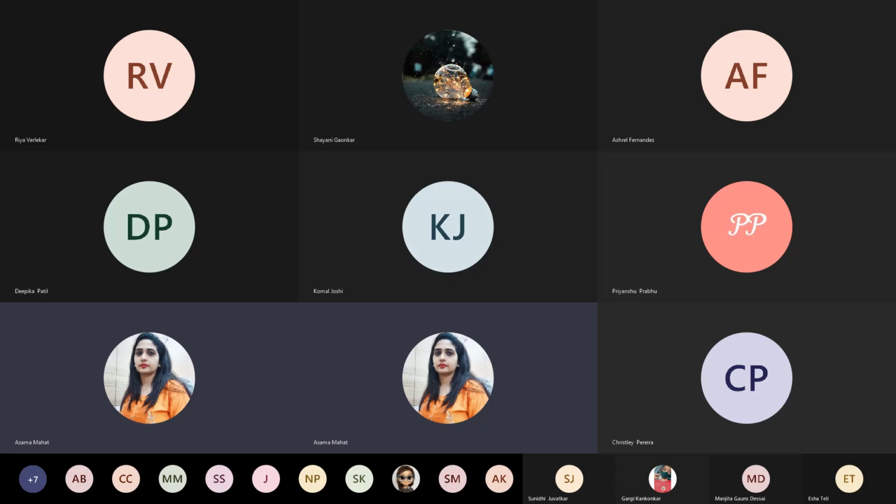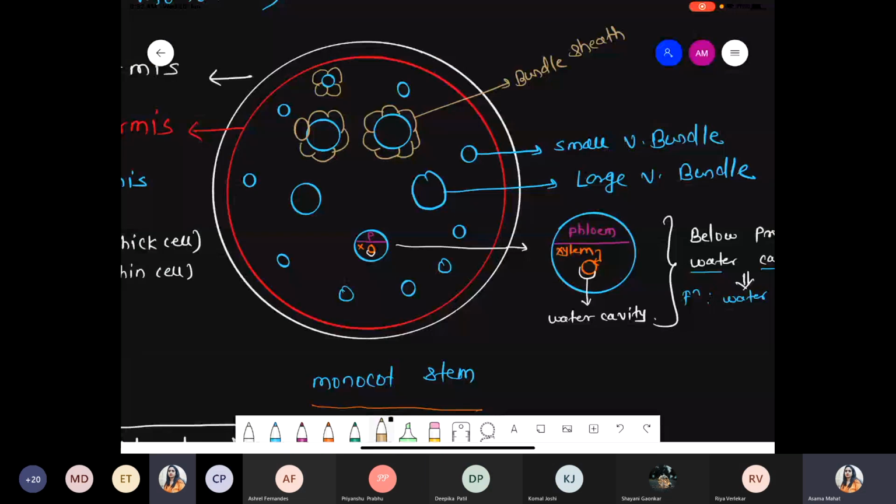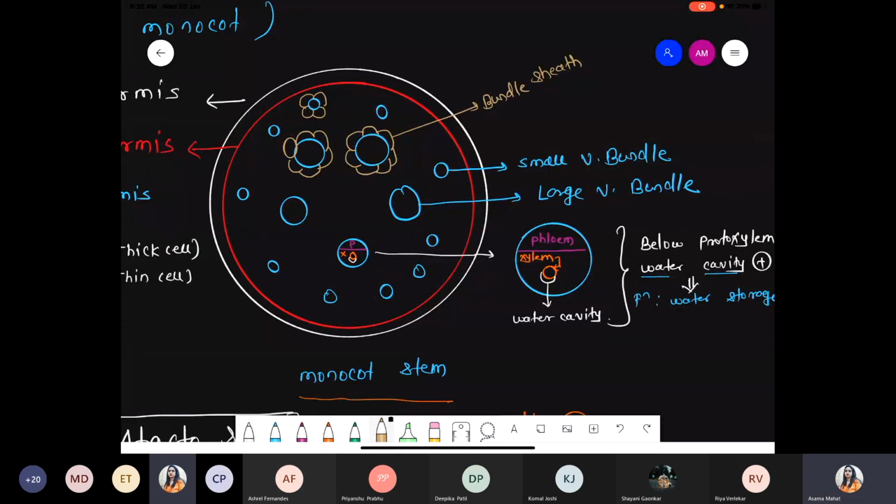Protected with the help of the bundle sheath cells. Okay, done. Just draw a few and draw something of a flower-like structure around the vascular bundle.